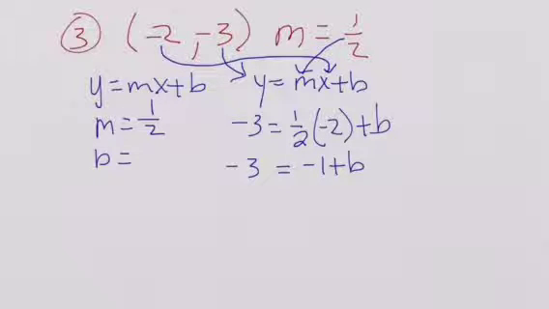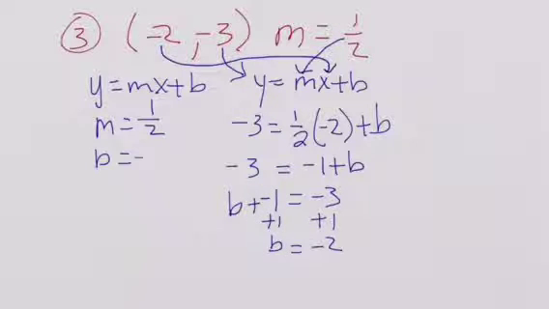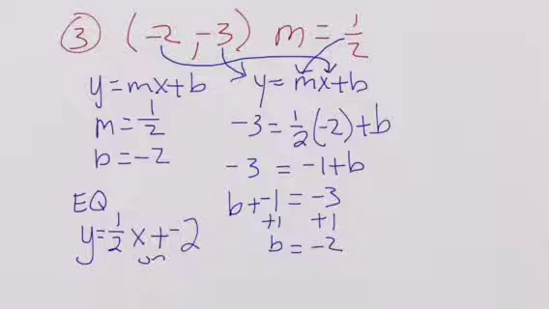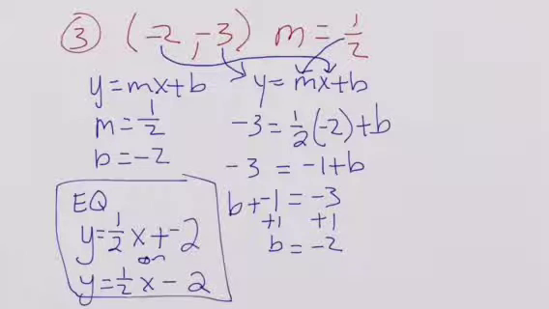Is b on the left? It's not, so we're going to do symmetrical. b plus -1 is equal to -3. Zero pair out your 1, so b is equal to -2. So now I have the two pieces I need for my equation. So my equation is going to be y is equal to 1/2 x plus -2, or y is equal to 1/2 x minus 2. Because remember, when we have the plus negative, we have to have our or. So those would be both of my answers.